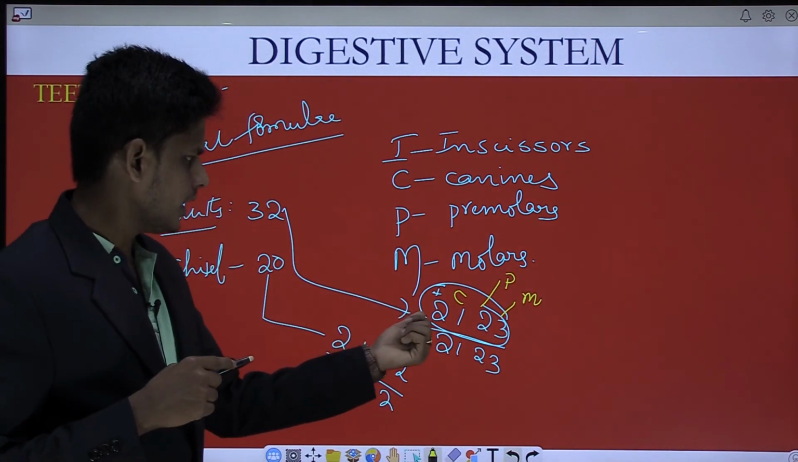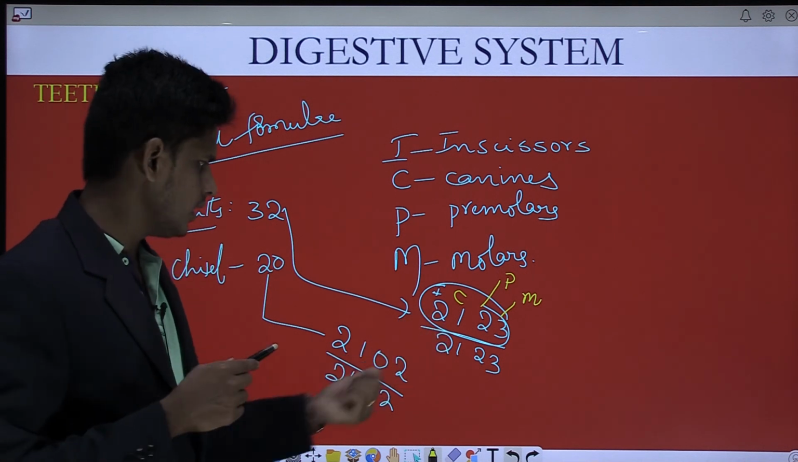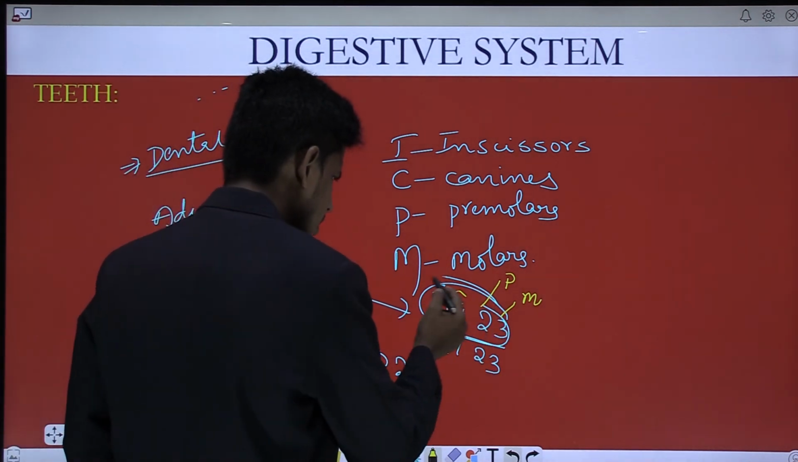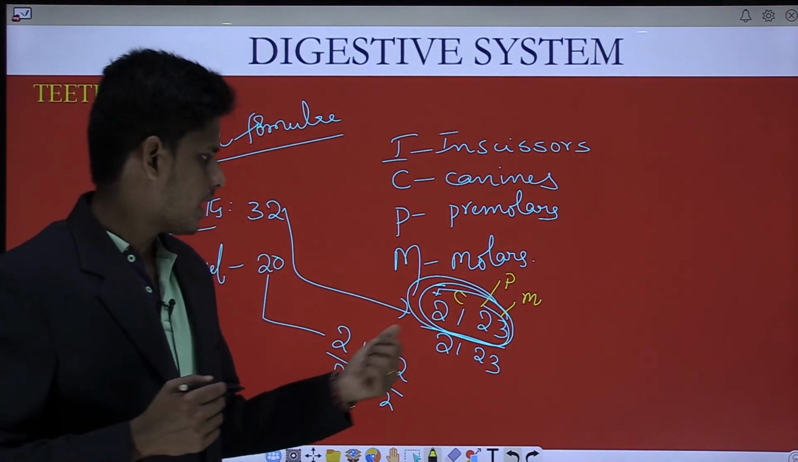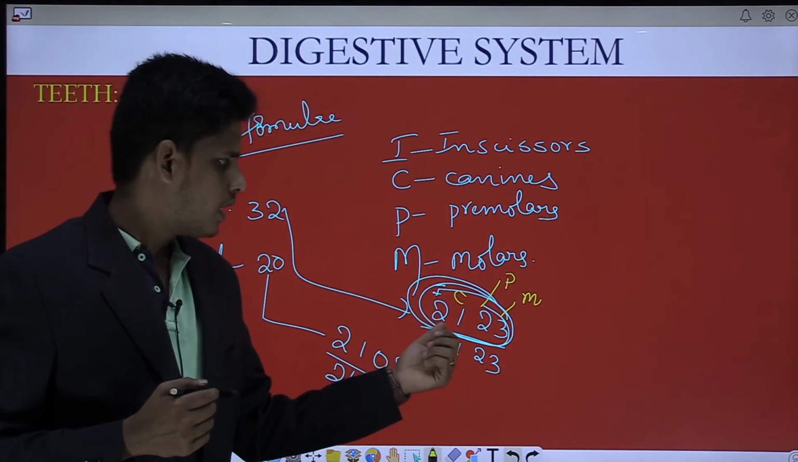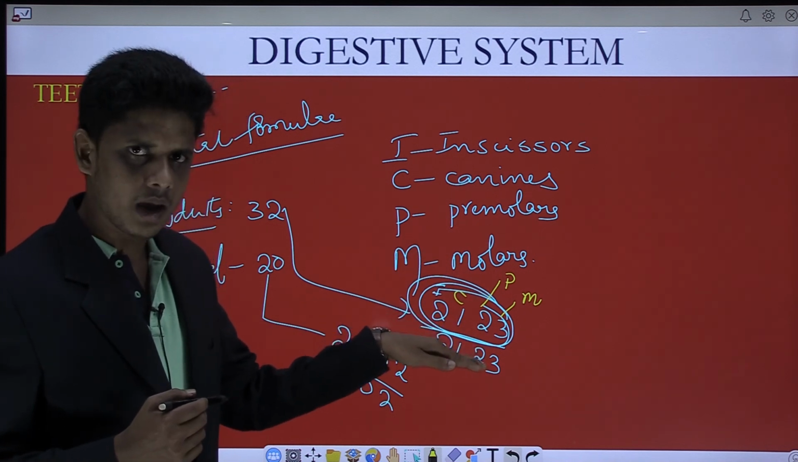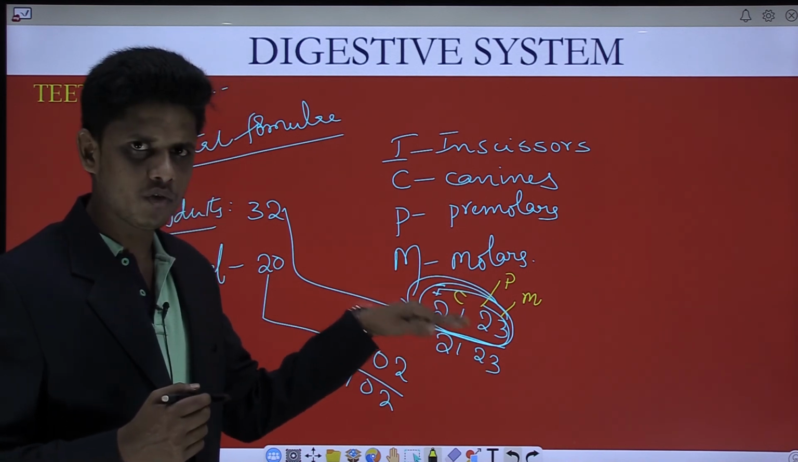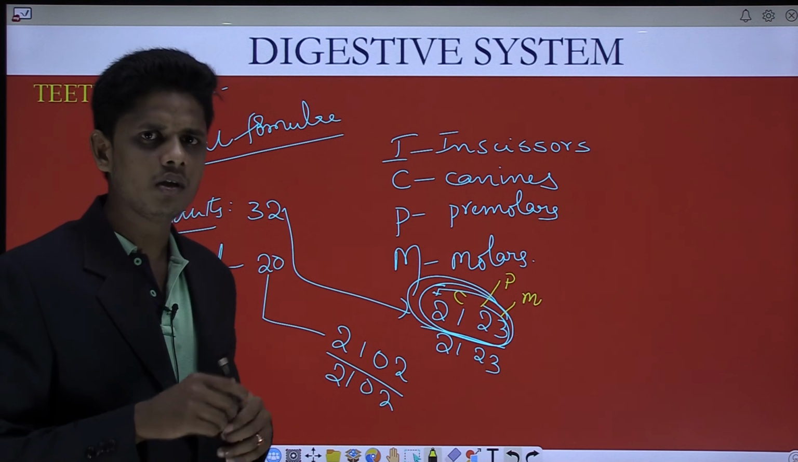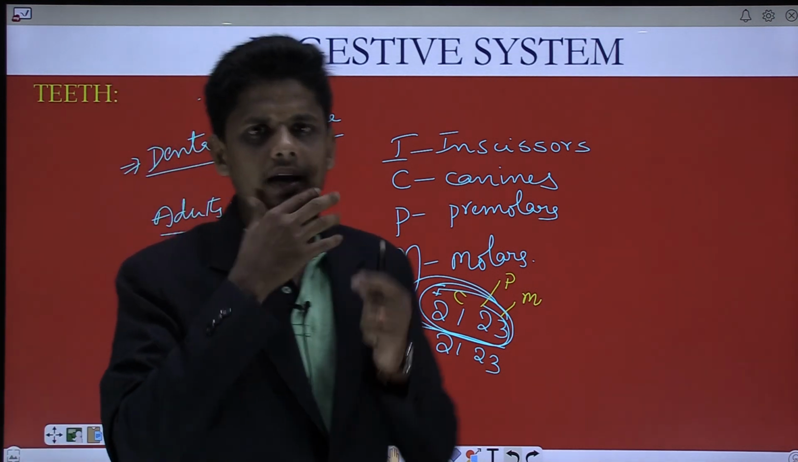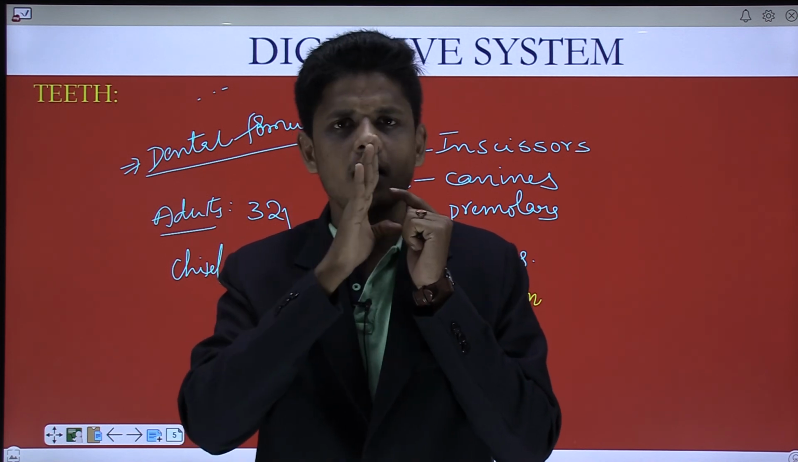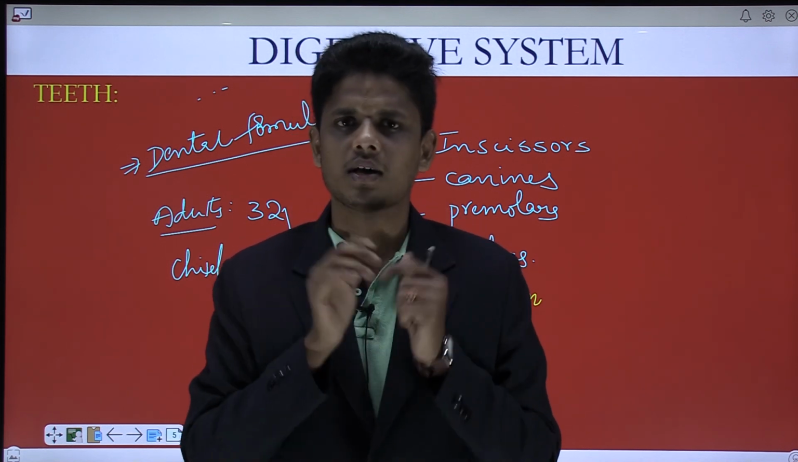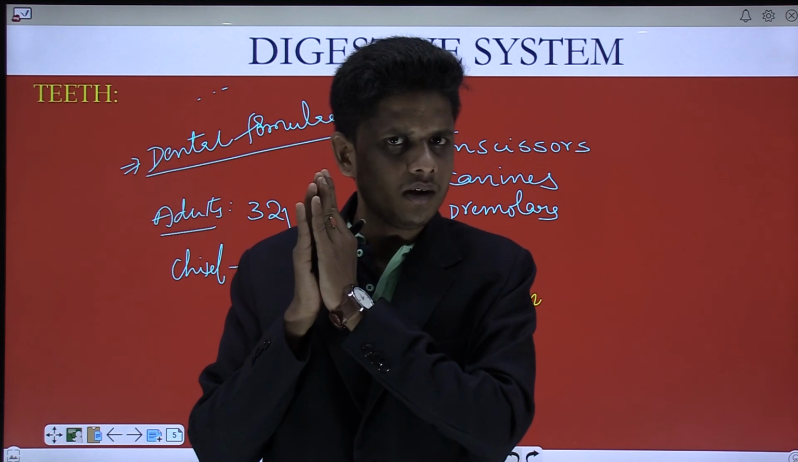So how many teeth are there here? The particular numerator and the fraction, the upper one that is above this particular line. If you take an example, for instance, if I take my jaw, I will take the half portion of the lower jaw. What is that? Half portion of my lower jaw.